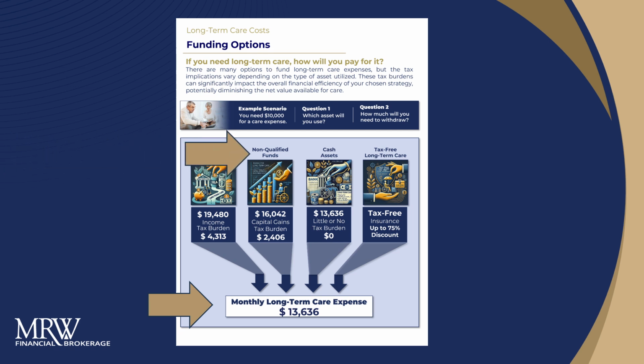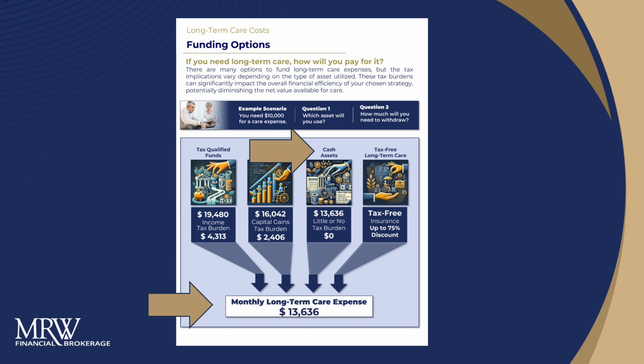So they're going to have to liquidate shares, liquidate homes, and to get $16,042, that is what they'll have to liquidate, pay $2,406, and it gets them $13,636. Let's say they had an emergency fund, CDs, a money market. Well, the taxes are already paid on that, but they're still going to have to withdraw dollar for dollar.